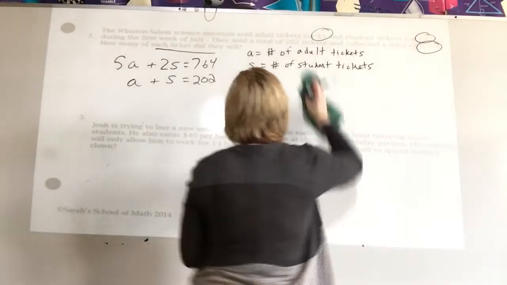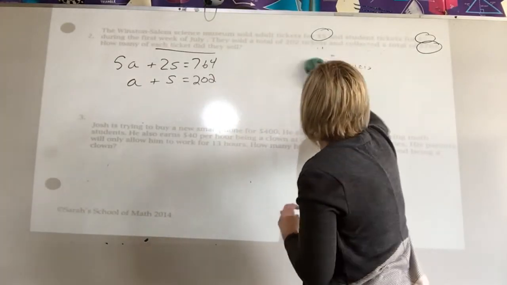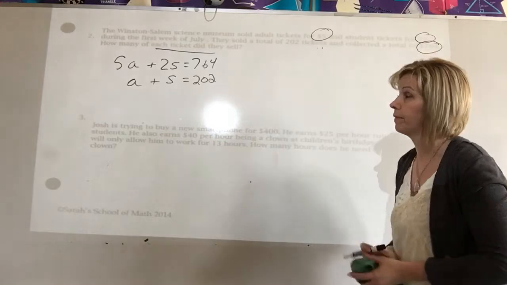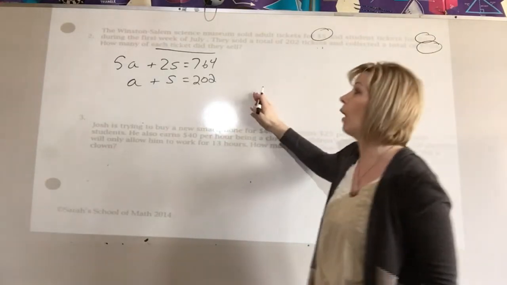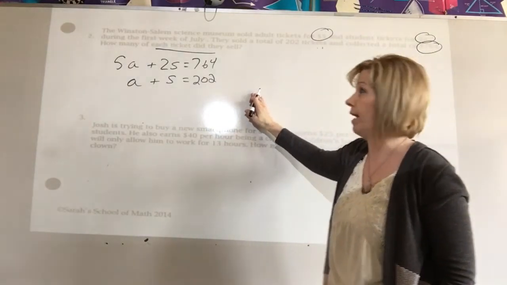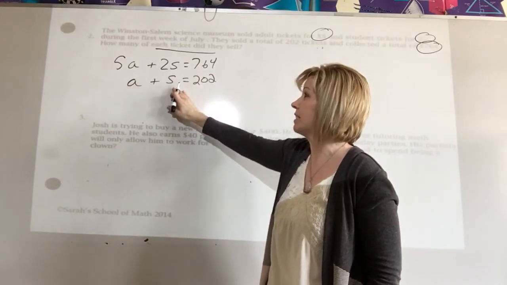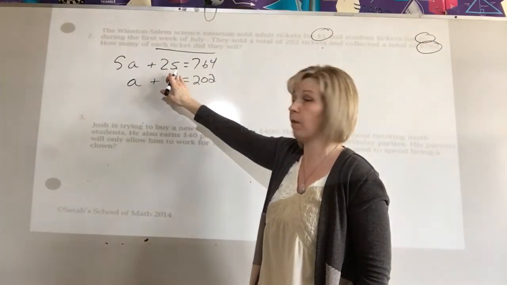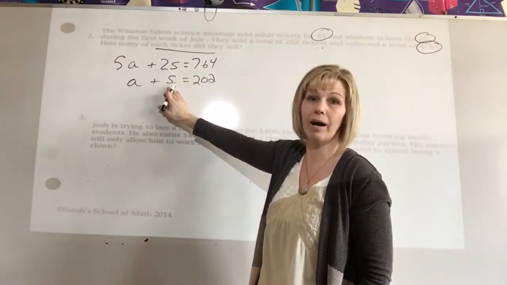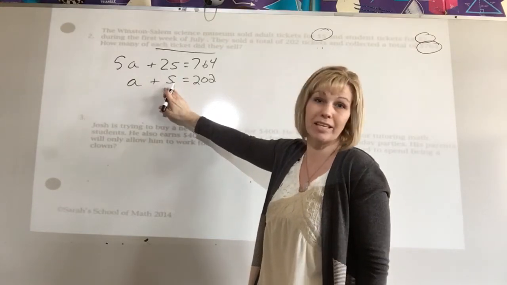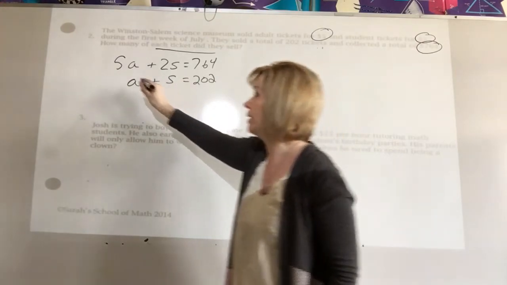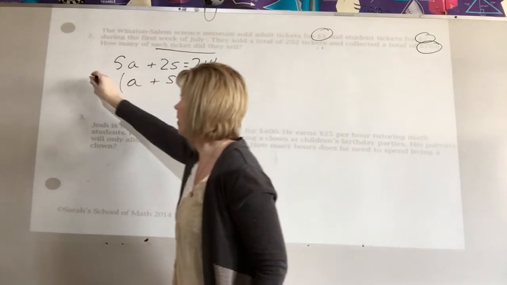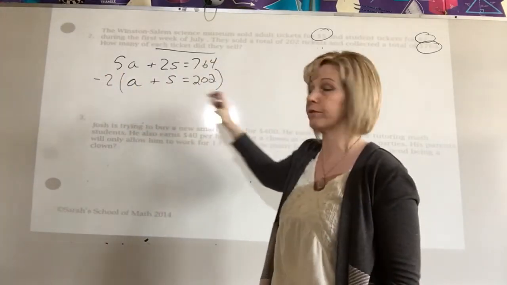Okay, so from here, let me just erase. We have our variables already identified, and you have that written down. So then think about, okay, what variable do you want to eliminate? I'd probably eliminate the s here because 2 is smaller than the 5. And how do you undo a positive 2? You need it to be a negative 2. So we need to multiply this whole bottom by negative 2.